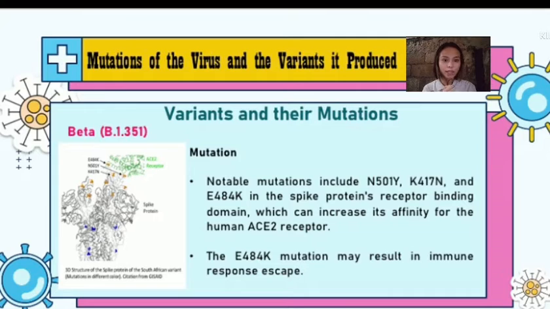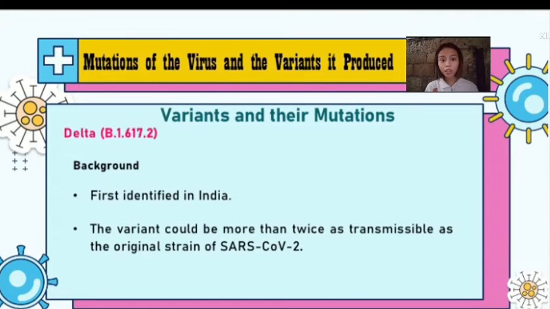Its notable mutations include N501Y, K417N, and E484K in the spike protein's receptor binding domain, which can increase its affinity for the human ACE2 receptor, as explained in the Alpha variant. The E484K mutation may result in immune response escape. So you can see the 3D structure of the spike protein of the South African variant, which is called the Beta variant.